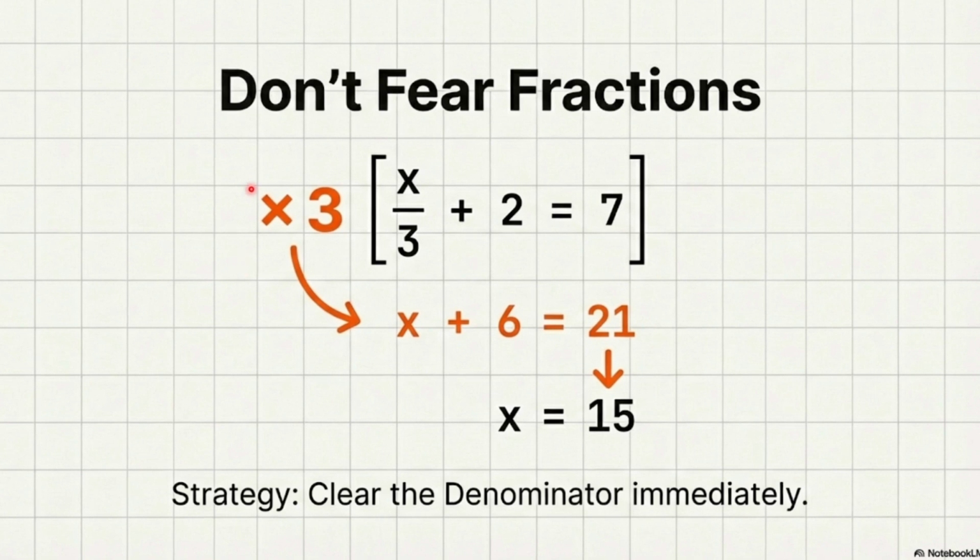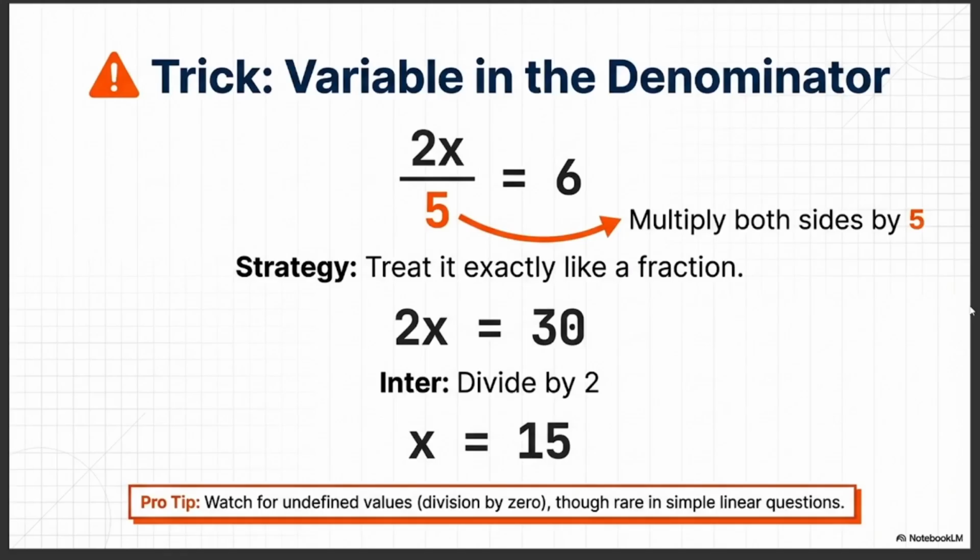Now let's review those problems again. For fractions, the strategy is very clear: we have to clear the denominator immediately. As the denominator was 3, we multiply the entire equation by 3. Our second problem was 2 times x over 5 equals 6. As this is a fraction, we treat it like a fraction, so we multiply both sides by its denominator, which is 5. Now the math becomes very easy.